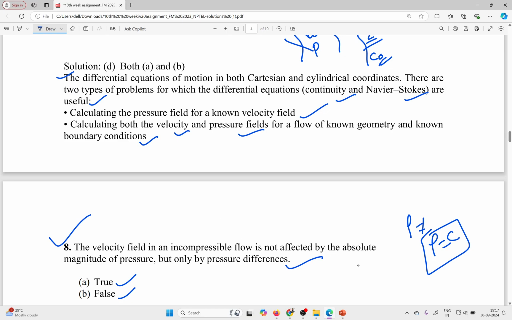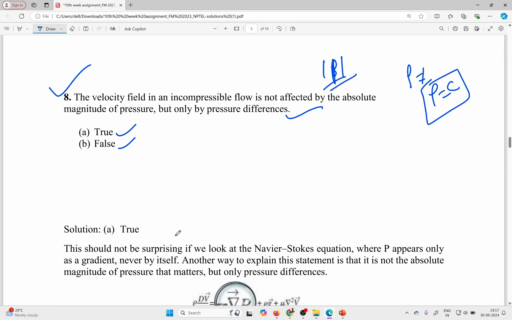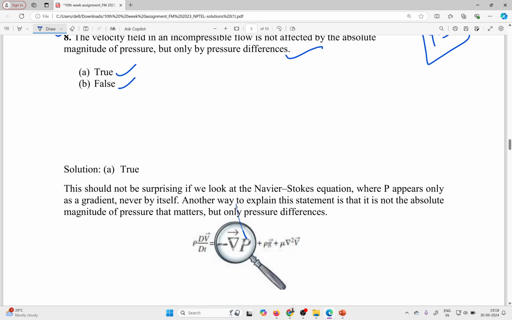And the absolute magnitude of the pressure means what? Whether it will be minus or plus, there is no meaning. Absolute means only the mod value, that is a plus value, absolute pressure, but only by the pressure difference. That is your velocity field in an incompressible flow is affected by your pressure difference only.